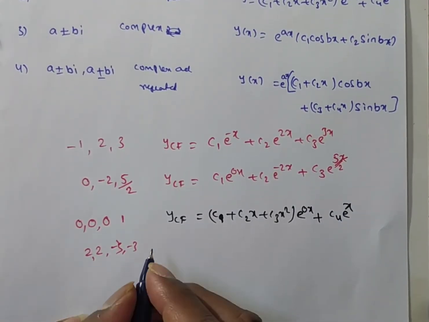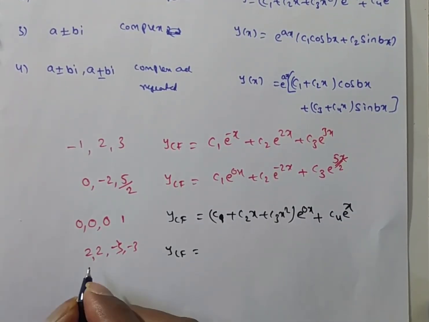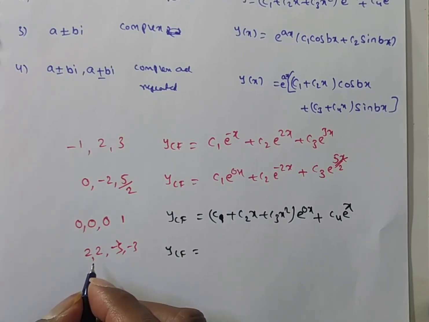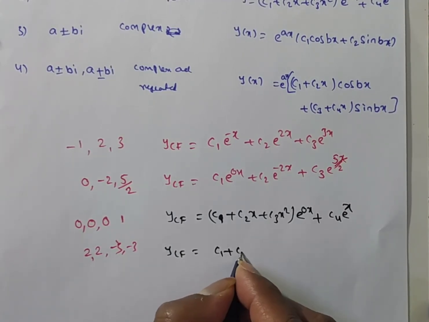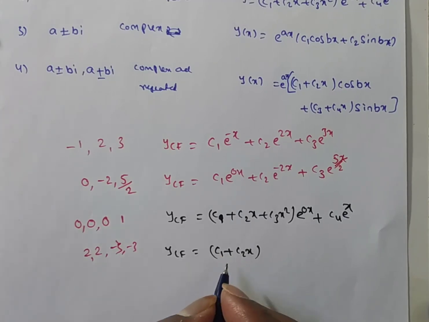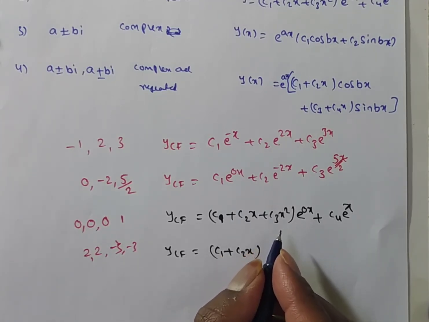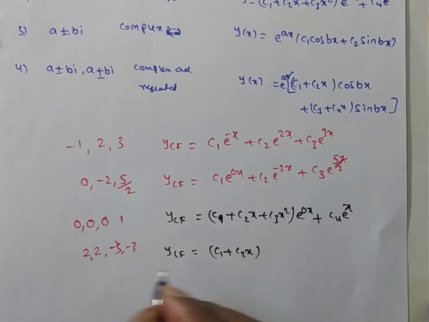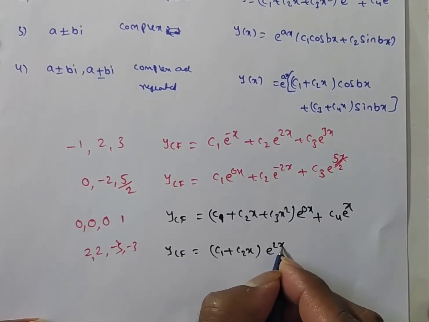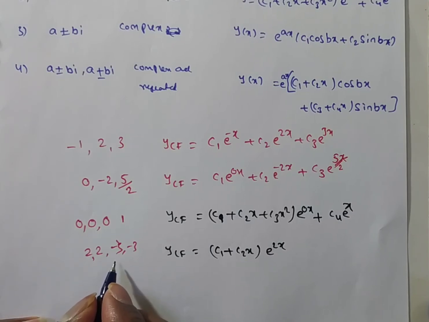That's it. Next, second one: 2, 2 is repeated how many times? 2 times. So write down c1 + c2x. That's it, because 2 times it is repeated. 3 times means you will write this one. 4th time means c4x^3 you will write. Now, which is repeated? 2. So e^(2x). Sir, here this minus 3 is also repeated 2 times.